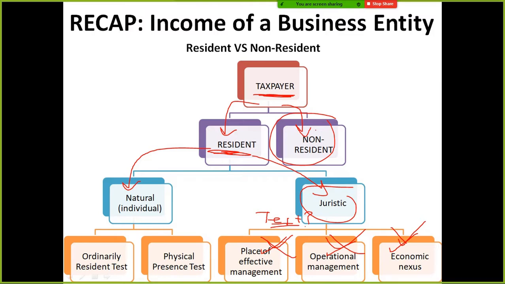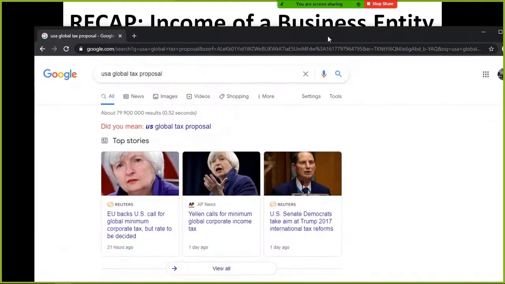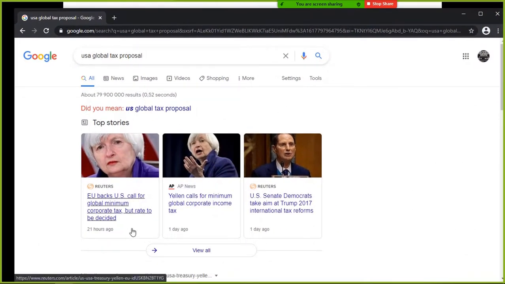Less tax. Correct. Maybe just to share something with you that I saw earlier today. Actually, I was watching during a break. I saw something on one of the news channels. Let me just see if I can find it. USA Global Tax Proposal. Here it is. There we go. This is actually news that just happened a day ago, basically.